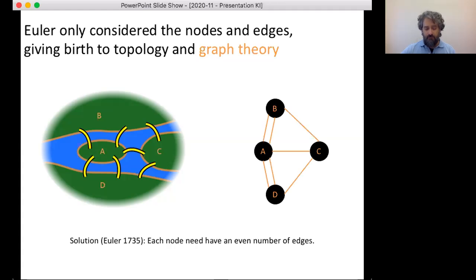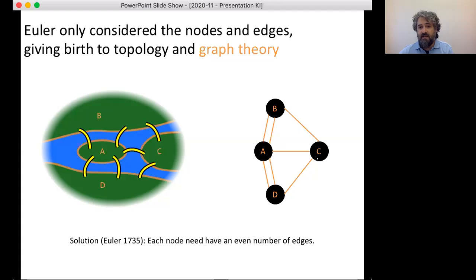This is essentially the transformation of the problem that Euler did, and that permitted him to find a solution to the problem. Why? Because when we transform the map of the city of Königsberg into a graph, we immediately see that if we want to go around all the nodes of the graph and come back to the same node, we'll need to go in and out of the same node a certain number of times. This practically means that I will need to have an even number of bridges everywhere.